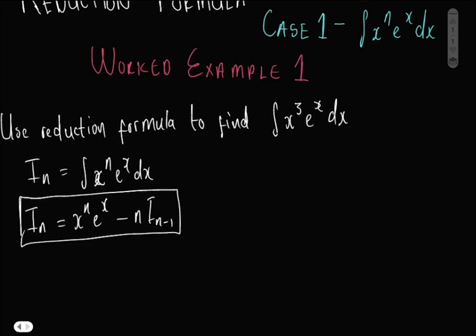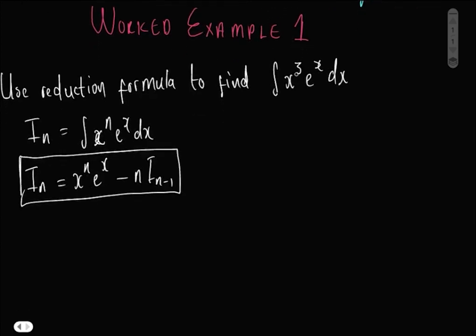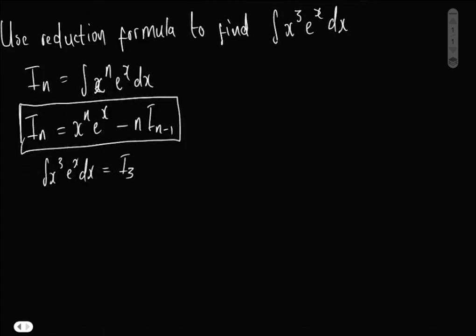So then we want to find, for the first scenario, our n was 3, to find this x cubed e to the x. So you can say let n be equal to 3. Or you could have first shown that the integral, let me write it this way, the integral of x cubed e to the x dx is equal to I3. Yeah, you can say that.